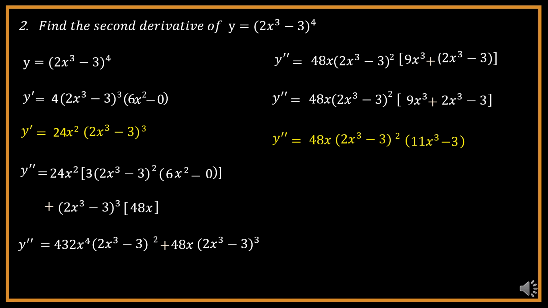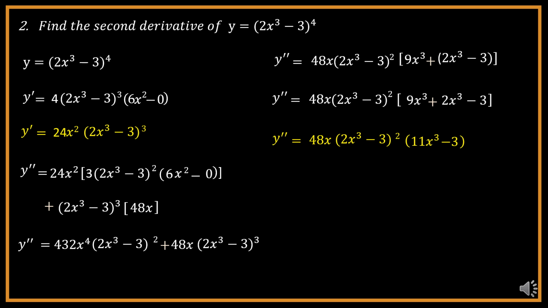432 divided by 48x is equal to 9x cubed, and (2x cubed minus 3) raised to the second power divided by (2x cubed minus 3) raised to the second power is equal to 1. Then plus 48x divided by 48x is equal to 1. Then (2x cubed minus 3) raised to the third power divided by (2x cubed minus 3) raised to the second power is equal to 2x cubed minus 3.